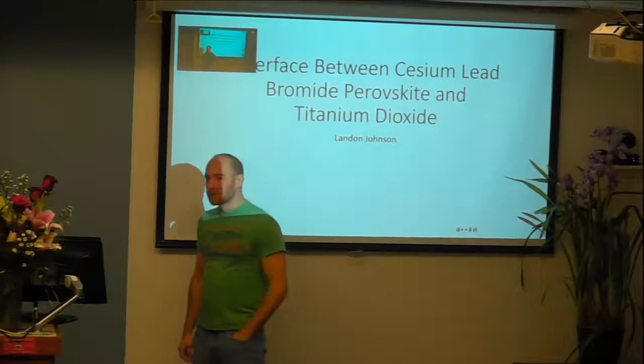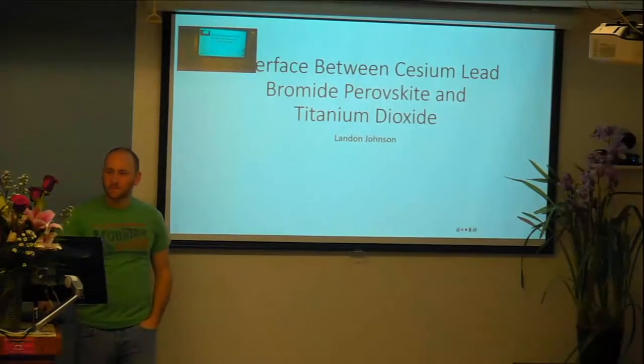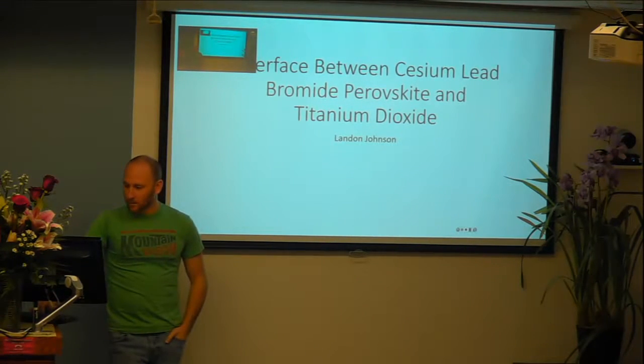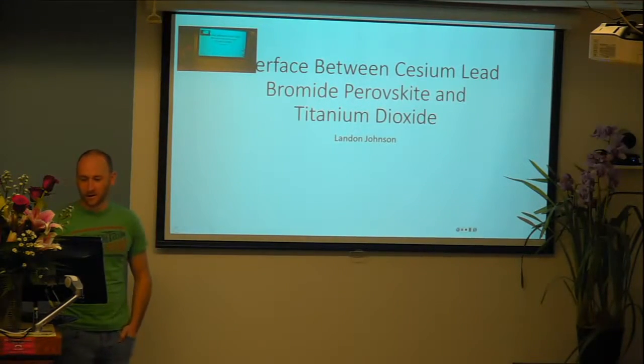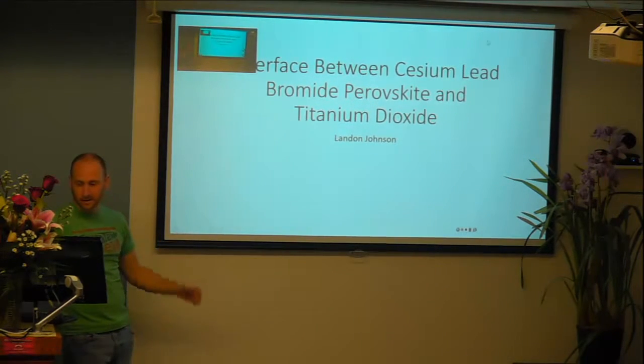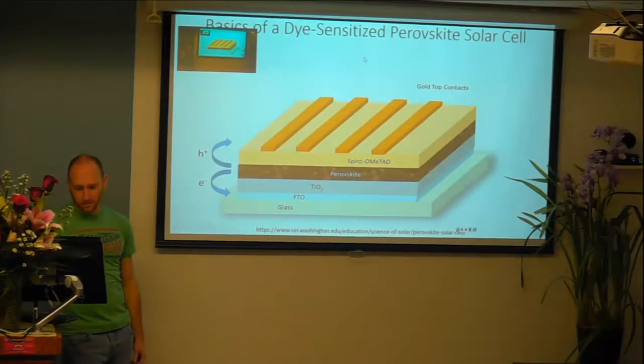The discussion of the interface between donor and acceptor groups. And he's looking at how the ability of charge transfer depends on the linker between them. Yes, that is exactly what I'll be talking about. So specifically, I'm going to be looking at the boundary between cesium lead bromide perovskite and two different types of titanium dioxide. So why am I looking at this?